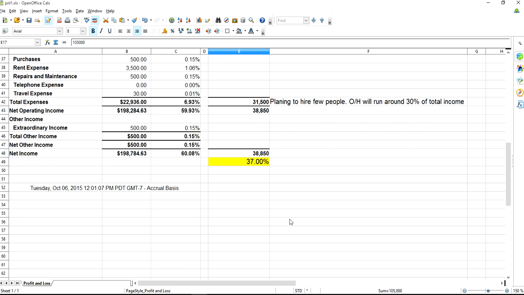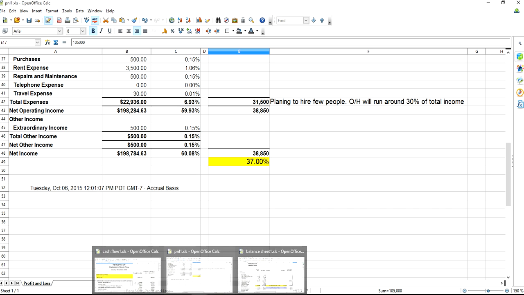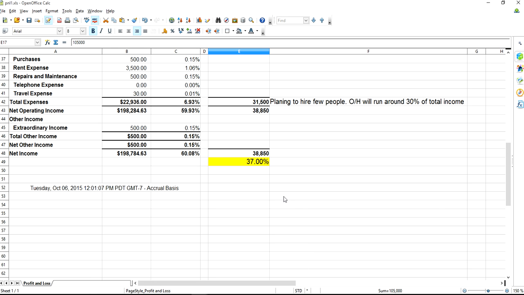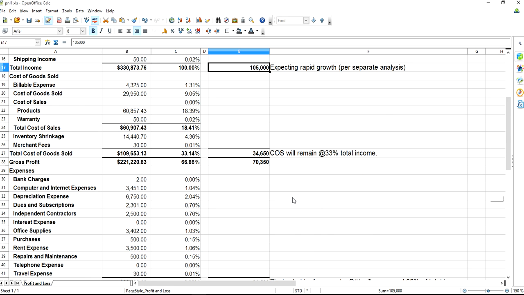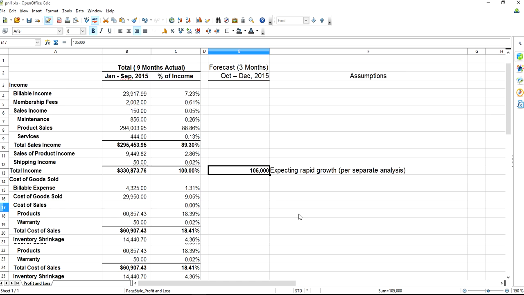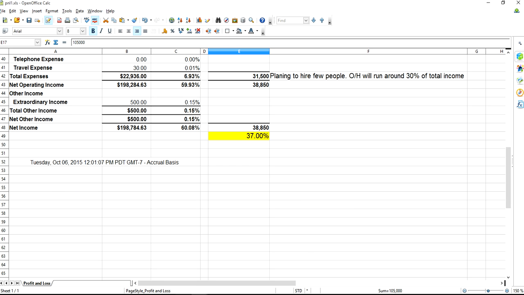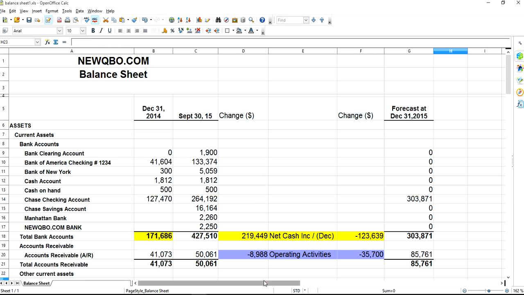Okay, so now let's move on to your balance sheet. So in cash flow, balance sheet is the key. So that's where you need to do the forecast. First, you do the forecast of the income statement, 3 months, and this is the number you need. This is the only number you need for your balance sheet to do the cash flow forecast. Okay, so let's move on to the balance sheet.